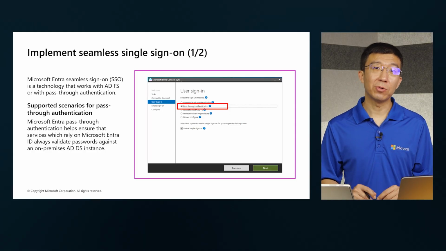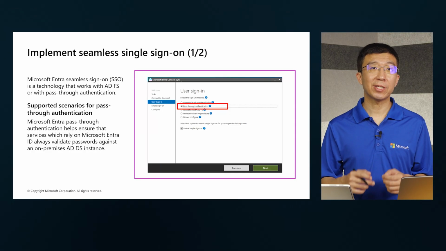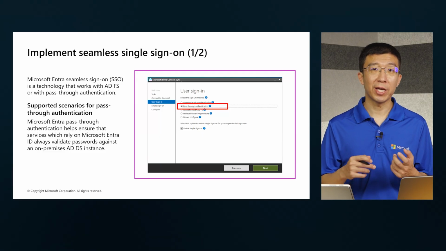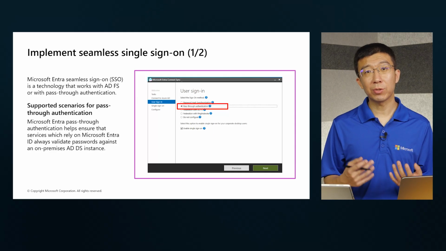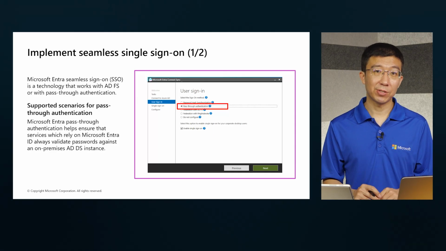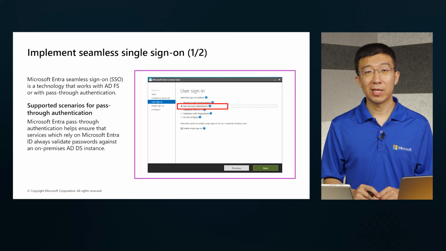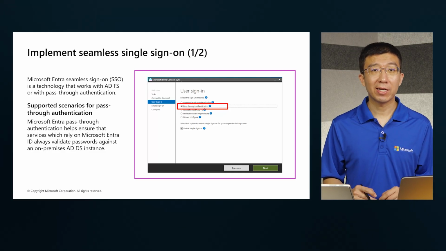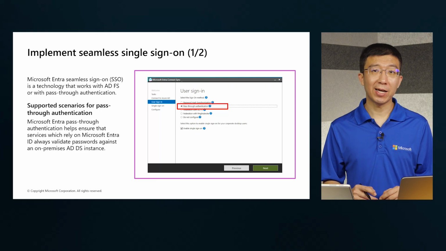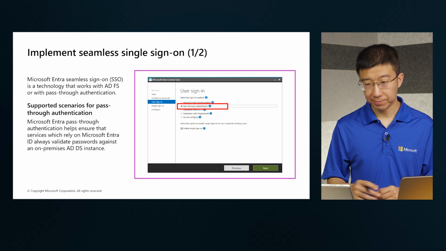Seamless SSO allows users to access cloud resources without re-entering their passwords. Supported scenarios include web applications, Office apps, and Outlook. Some legacy scenarios, like older Office clients, are not supported.